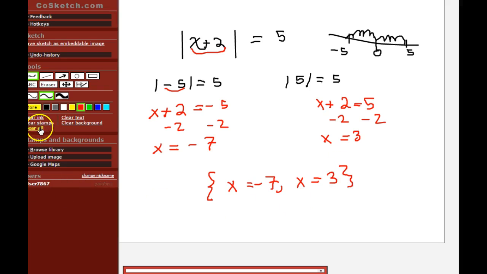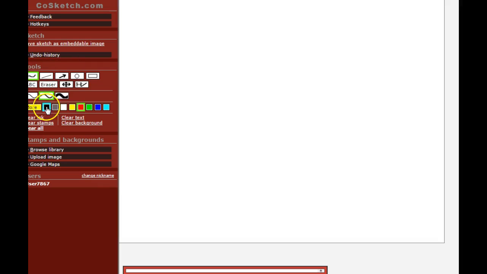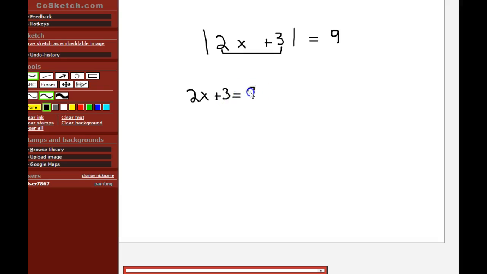Now let's try another one. Let's try one like this. So let's say the absolute value of 2x plus 3 is equal to 9. So we're going to either let what's inside here be -9 or 9, because both of those have a distance of 9 from 0. So we let 2x plus 3 equal +9, and we let what's inside the absolute value, 2x plus 3, equal -9. Solve them separately.